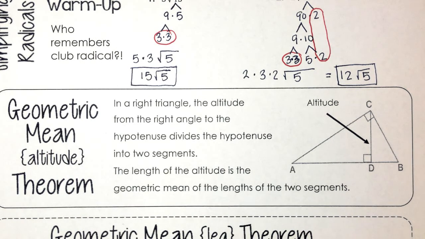So, with similarity today, we're going to look at geometric mean, the altitude theorem. It says, in any right triangle, the altitude from the right angle to the hypotenuse divides the hypotenuse into 2 segments. The length of the altitude is the geometric mean of the lengths of the 2 segments. And then there's also the geometric mean leg theorem. The length of each leg of a right triangle is the geometric mean of the lengths of the hypotenuse and the segment of the hypotenuse that is adjacent to the leg.